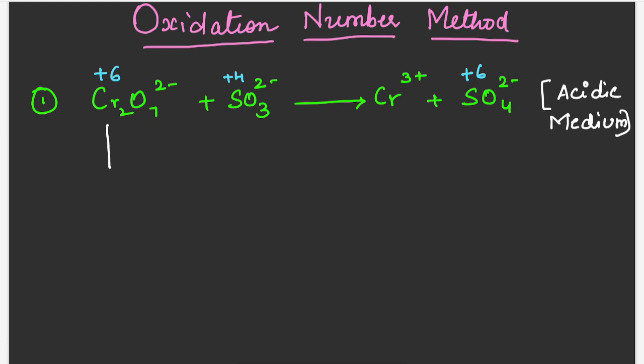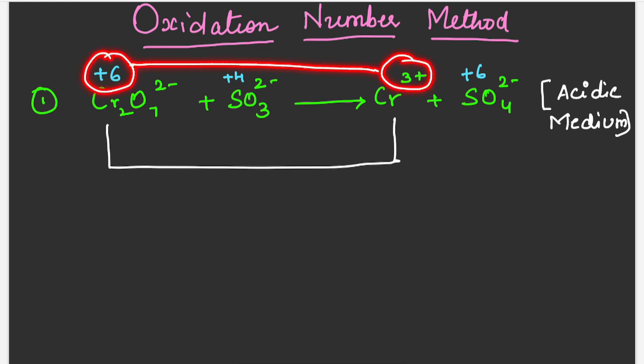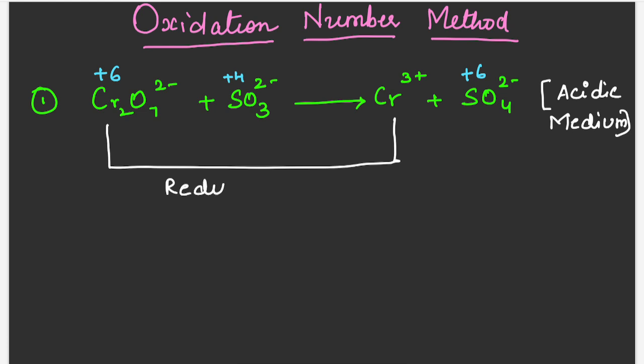Now compare chromium with that chromium. What is the oxidation state change? From plus 6 it is changing to plus 3. Meaning, it is decreasing from plus 6 to plus 3. So there is a decrease in oxidation state. If there is a decrease in oxidation state, it is called reduction.